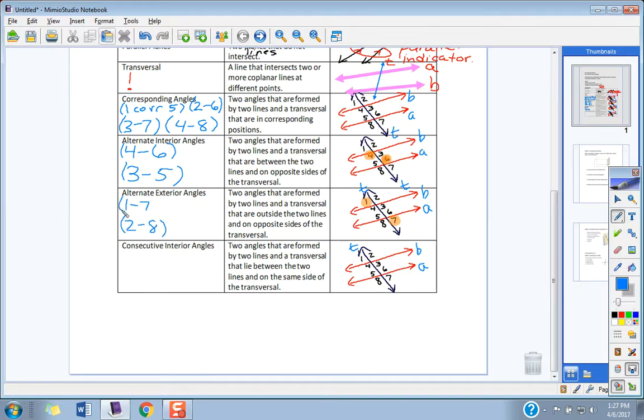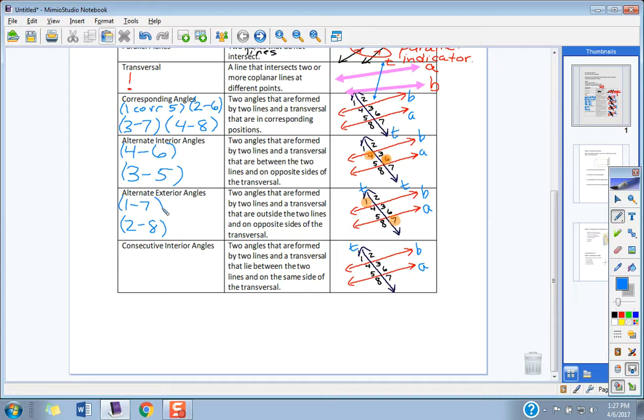Okay, well then the last type of angles that we need to talk about is right here. And this is a smart one. It's an intelligent one and it works for an agency. It works for the CIA. Consecutive interior angles.